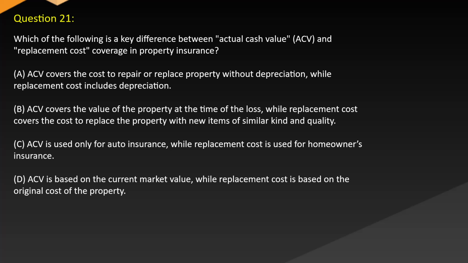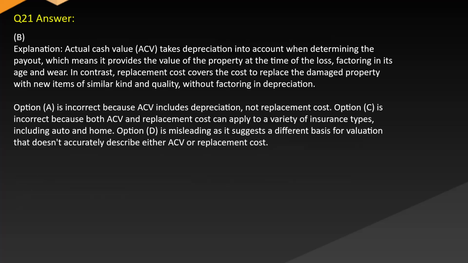C. ACV is used only for auto insurance, while replacement cost is used for homeowners insurance. D. ACV is based on the current market value, while replacement cost is based on the original cost of the property. Answer B. Explanation.